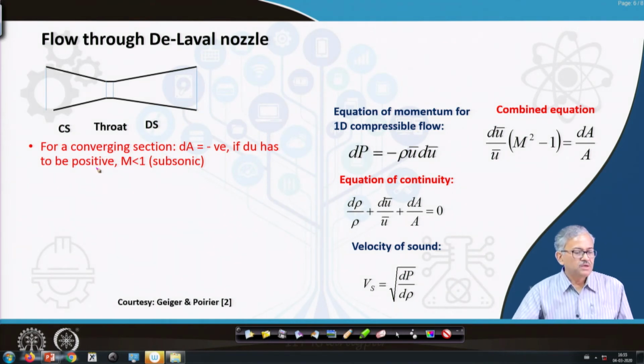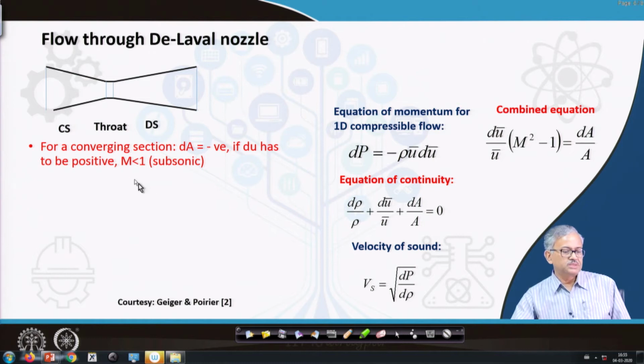So, this is okay. Now, for a diverging converging section, it is okay. At the cylindrical portion, what will happen? At the cylindrical portion, dA is 0. So, as a result, M square minus 1 has to be 0, because du by u cannot be 0, right? So, M square minus 1 is equal to 0. So, M is equal to 1.